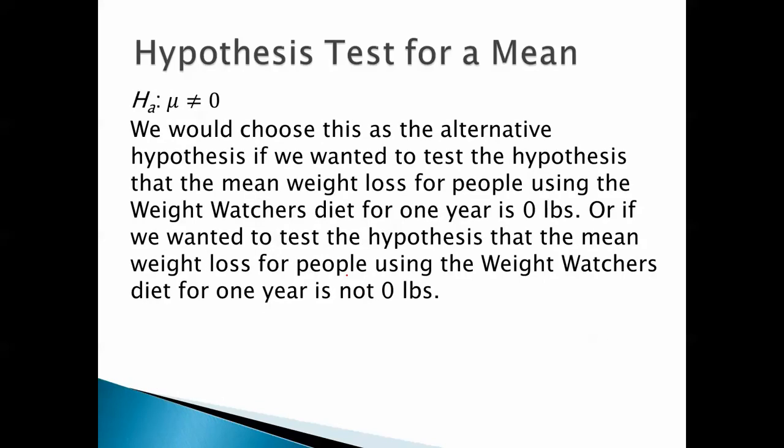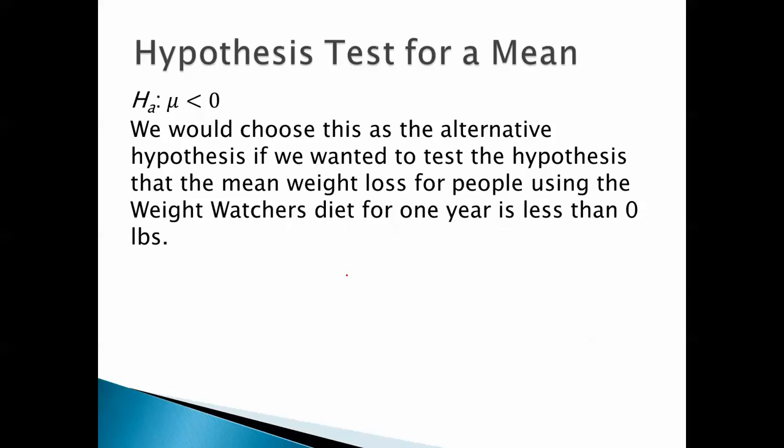Now, an alternative hypothesis could be mu does not equal 0. We would choose this as the alternative hypothesis if we wanted to test the hypothesis that the mean weight loss for people using Weight Watchers diet for 1 year is 0 pounds, or if we wanted to test the hypothesis that it is not 0 pounds. In either case, we would use this as the null hypothesis, but this is not what we have. Mu is less than 0.